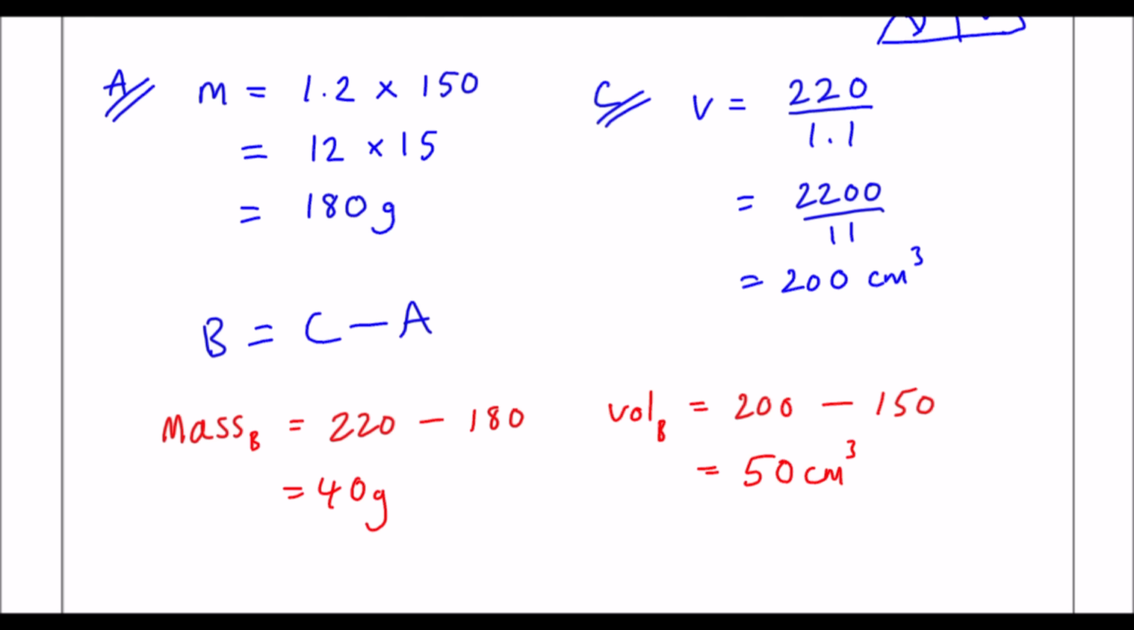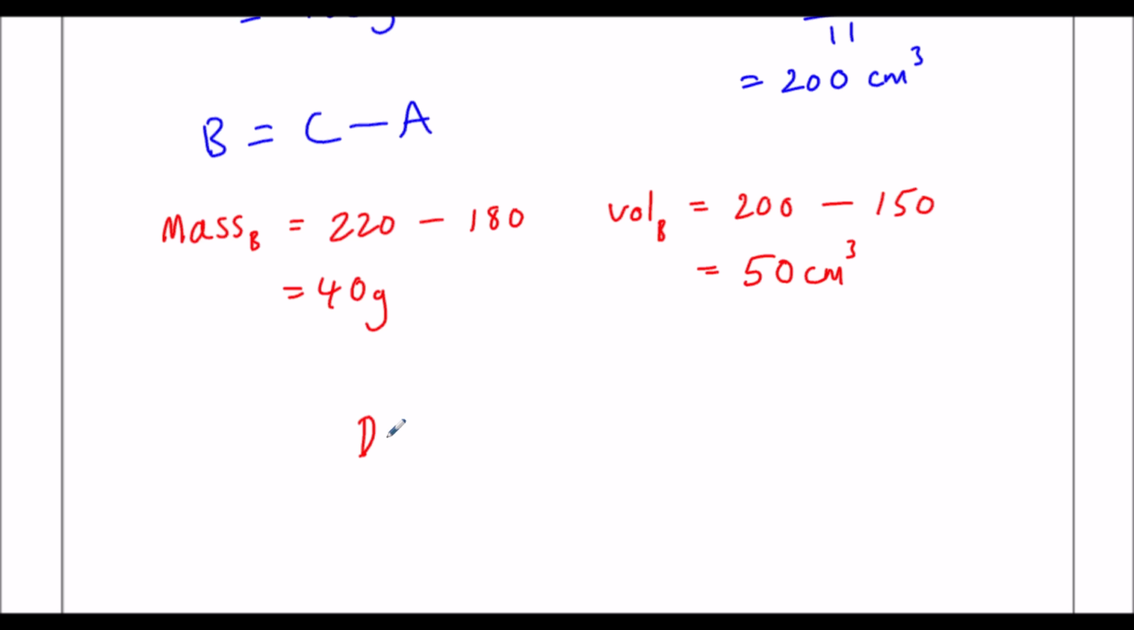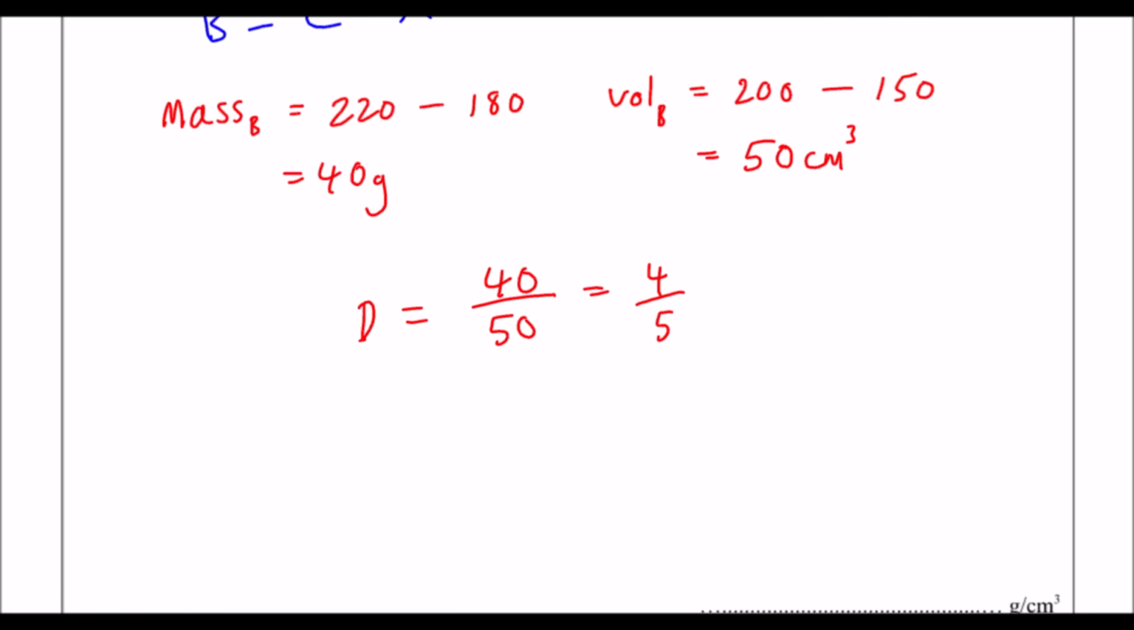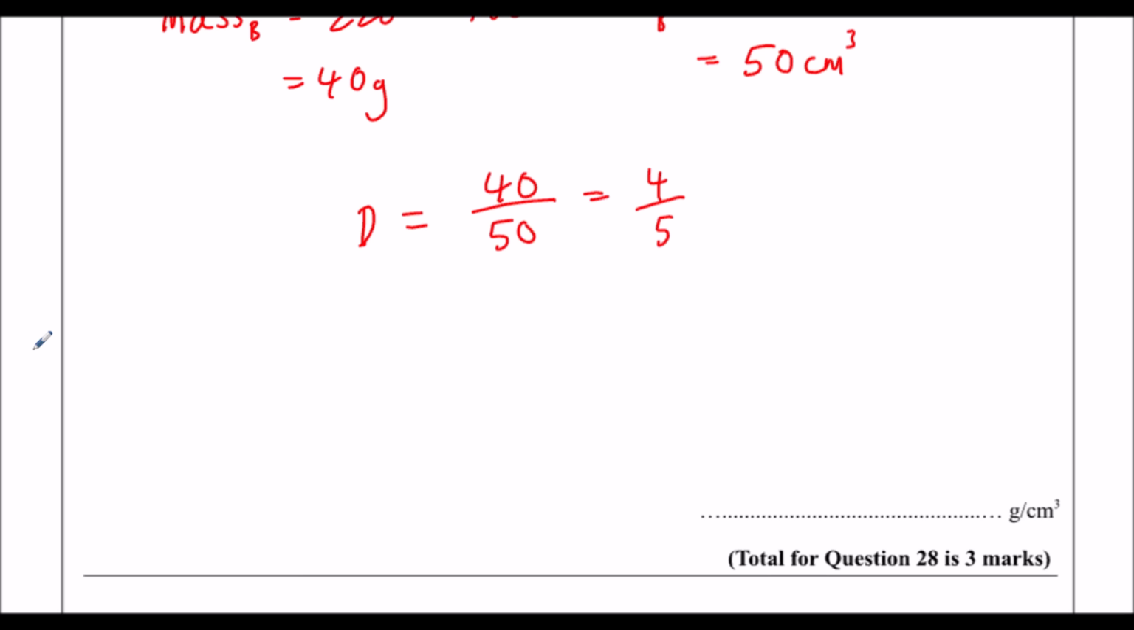So now we can do density. Density is mass over volume, which is 4/5, or as a decimal, 0.8.